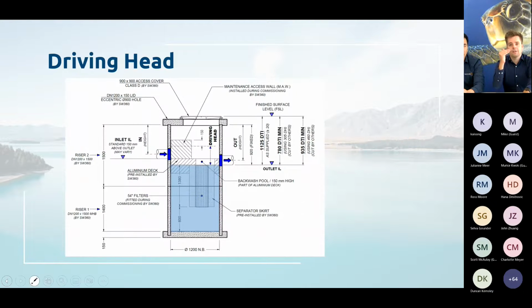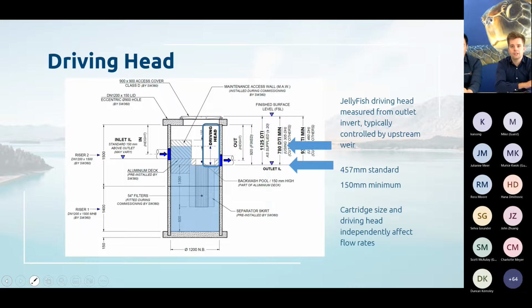With the Jellyfish, again, there is a depth below outlet invert, and that is a permanent water level within the sump. The driving head is shown here on the drawing. So water builds up behind the maintenance access wall, and then that is the driving head required to push the water through the cartridges at a predetermined flow rate. With the Jellyfish, the driving head is measured from the outlet invert. So it's measured from here, and it's the level the water has to get to for that device to operate at the design treatment flow rate.